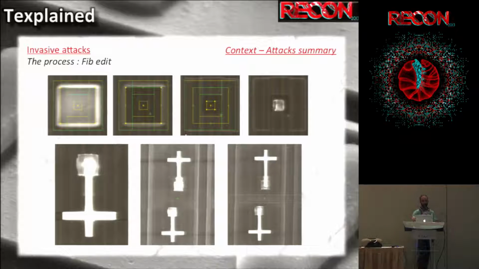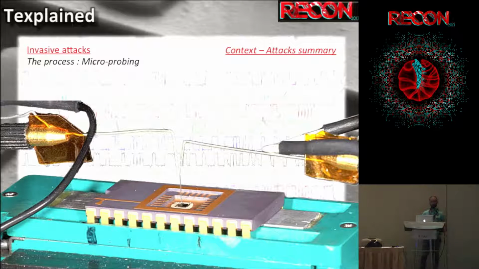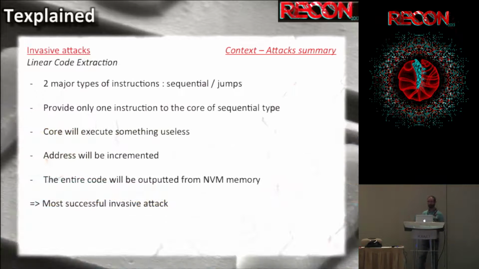And once I have this cross, I just go to the probing station and I put some needles on the cross. And with the needle, I can just read signal or even inject signal to modify execution of the code, for example. So that's the basic concept of invasive attack. But I want to focus more on one technique, which is called linear code extraction. At least some people call it like this. I do. It's called linear because we will extract the content of the ROM from address 0 to the full range of the memory.